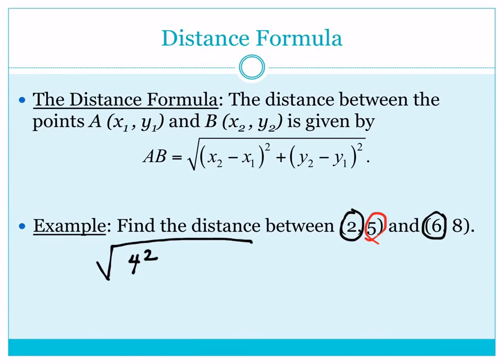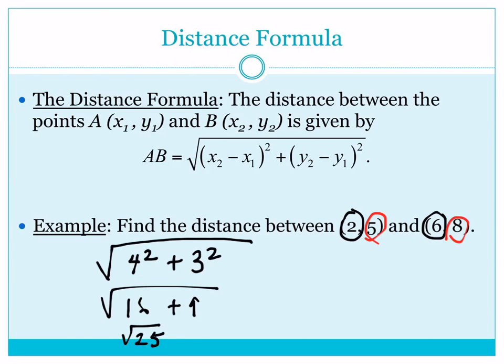We have the 5 and the 8. The difference, or the distance between 5 and 8 themselves is 3, of course. So this is plus 3 squared. And then we simplify. This is 16 plus 9. 16 plus 9 is 25, so this is the square root of 25. And the square root of 25 is 5. So the distance between these 2 points is actually 5.